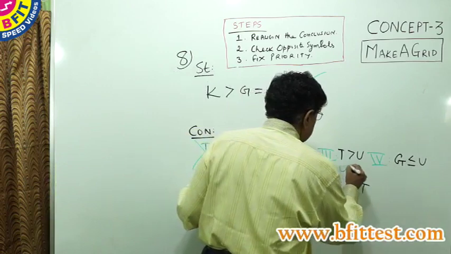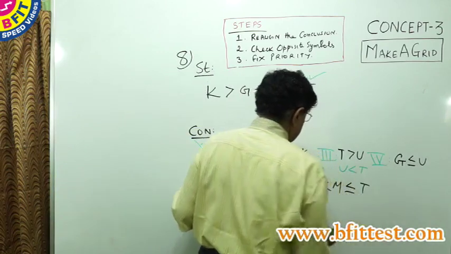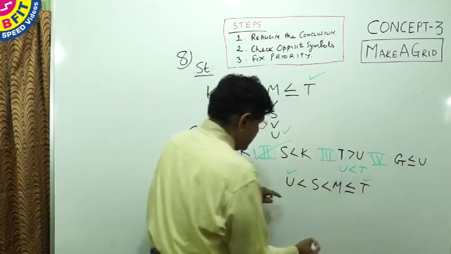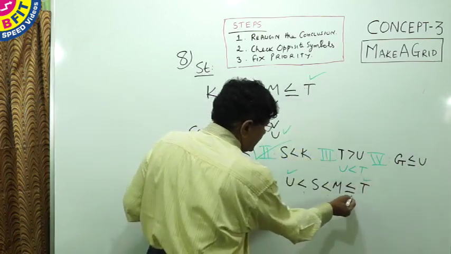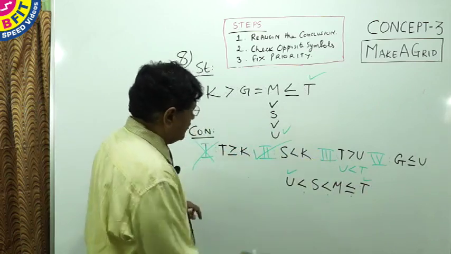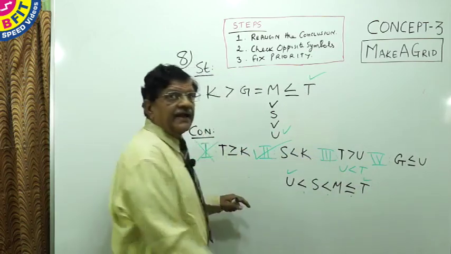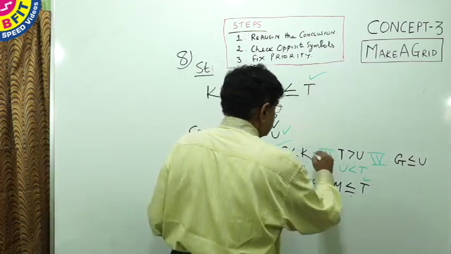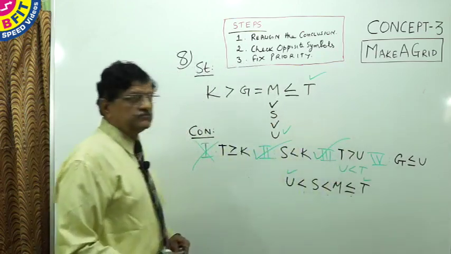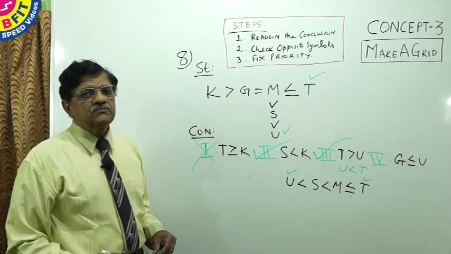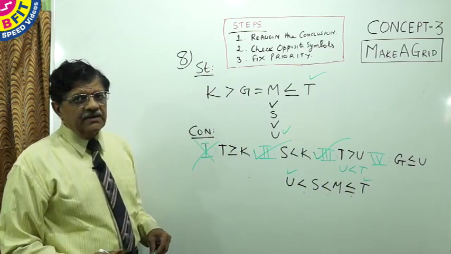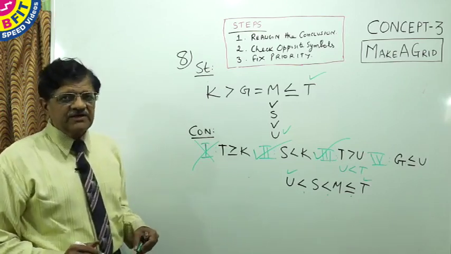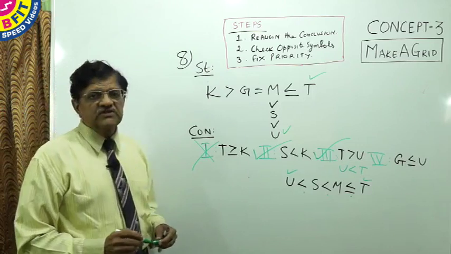U is less than T. That is what we have to check. U is here in the statement, T is here in the statement. The symbols are less than and less than or equal to. Therefore less than has got a higher priority. Therefore U less than T is true. Now you can arrive at the truthfulness or otherwise of conclusion 4. Check for yourself. Pause the video for a few seconds and do it for yourself.